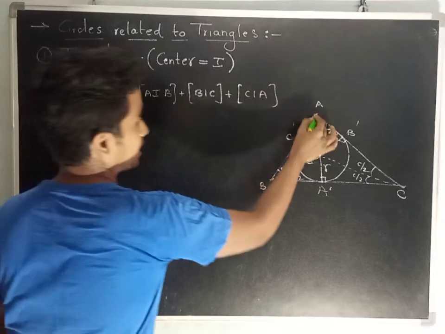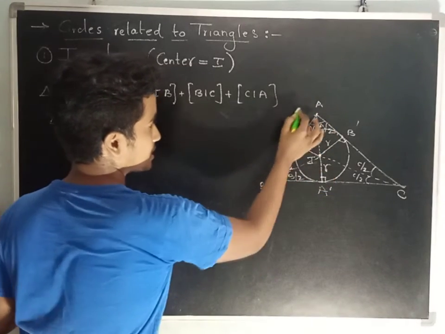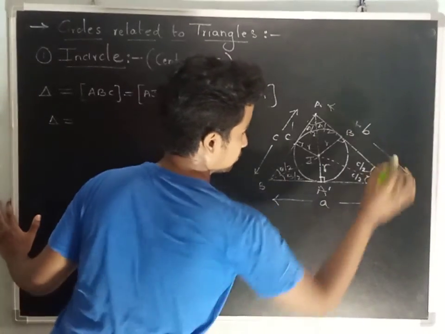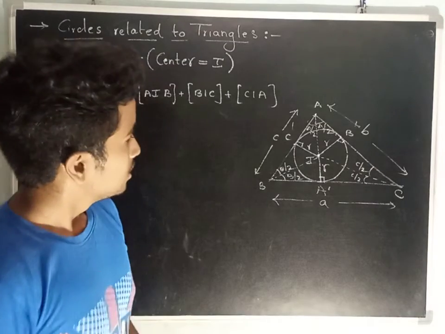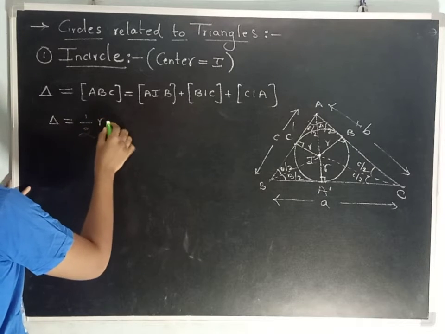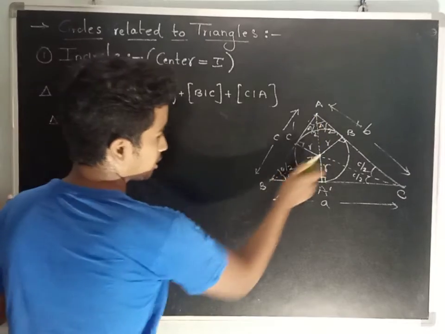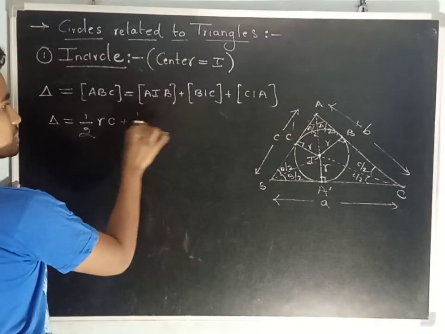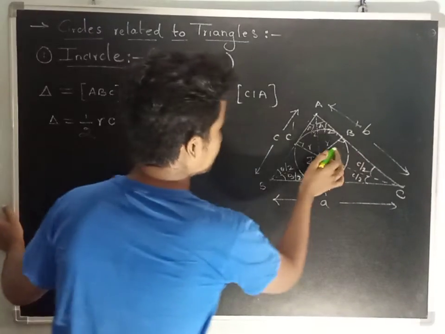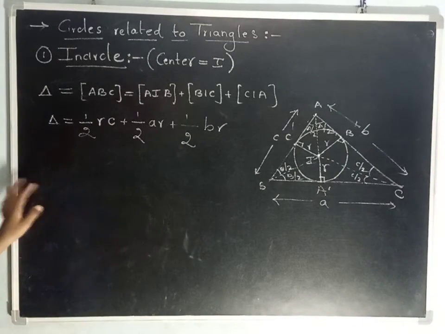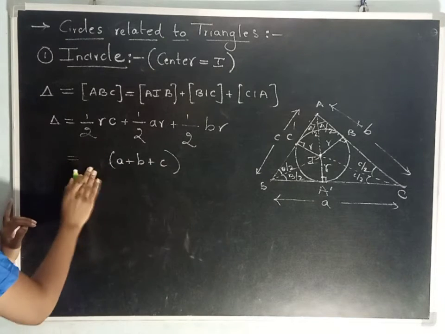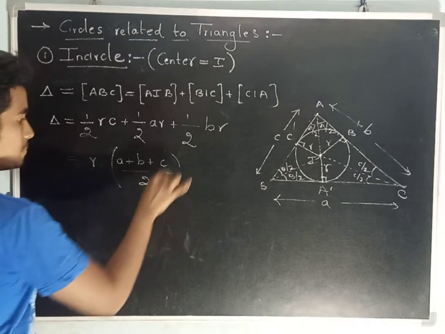For triangle AIB, the perpendicular is R and the base is C. So the area of triangle AIB is half into base into height, half R into C, plus half A R for BIC, plus half B R. Okay, let me take R by 2 as common: R by 2 times A plus B plus C. It can be written as R times (A plus B plus C) by 2.